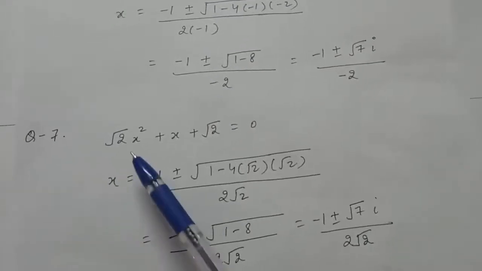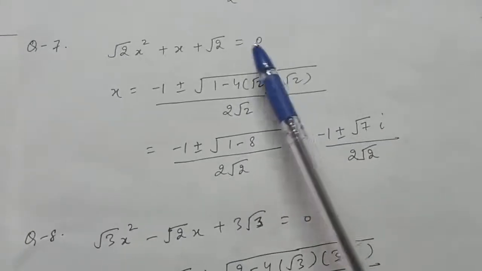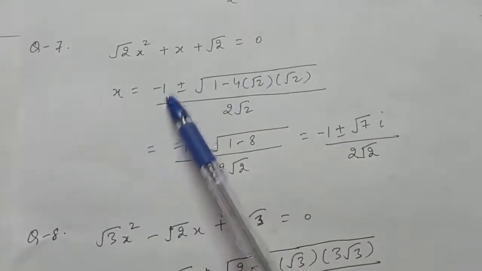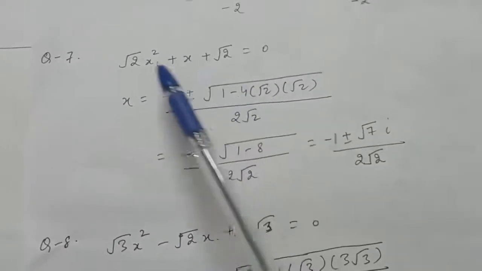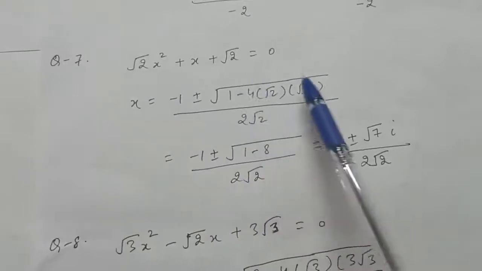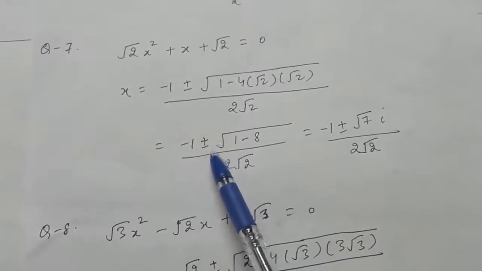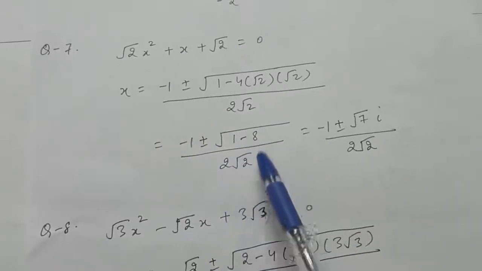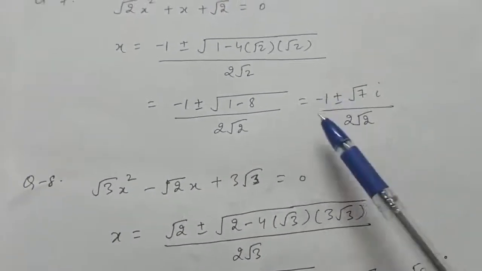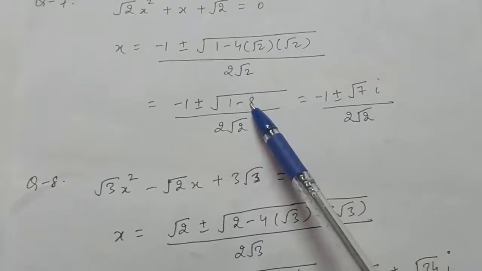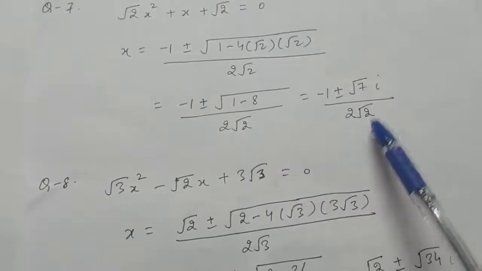Now question 7 is root 2 x square plus x plus root 2 is equal to 0. Now x is equal to minus b, which is 1, plus minus root b square minus 4ac upon 2a. Now this will become minus 1 plus minus root 1 minus 8 upon 2 root 2. So this becomes minus 1 plus minus, this is again root minus 7, so this can be written as root 7 iota upon 2 root 2.